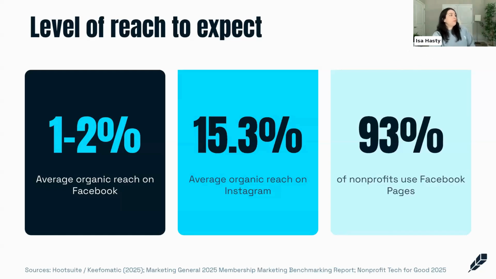Okay, so the level of reach that you can expect when it comes to organic, right? You're going to get a 1 to 2% average organic reach on Facebook. And then average organic reach on Instagram is actually significantly higher. So you can get closer to a 15% reach when you're posting organically on Instagram. So that's not bad.